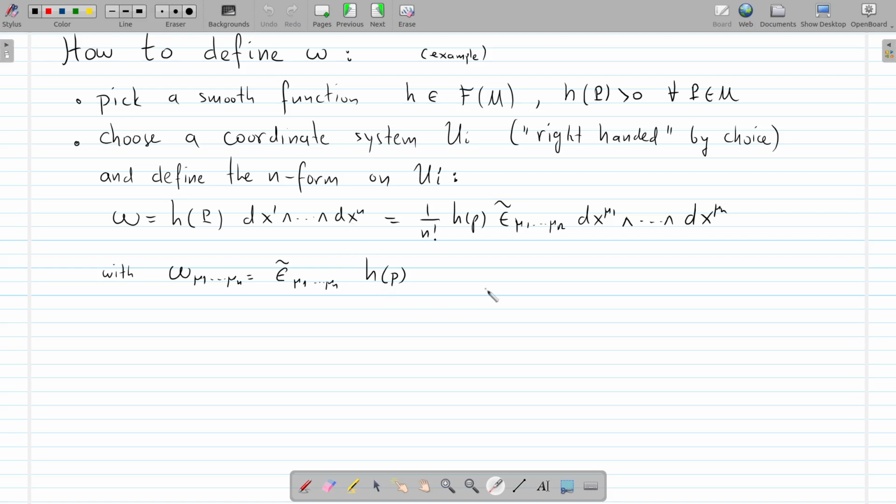We can equivalently write the form here in terms of the Levi-Civita symbol, which will also allow us to write down what the components of this form are, which is just the Levi-Civita symbol times the function h. So the function h is related to the unique independent component that an n-form has on U.